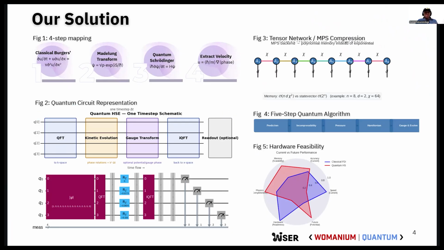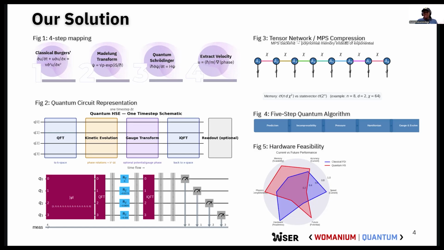The circuit follows the following progression. We start with the QFT. We apply a K-squared dependent phase, that's the kinetic evolution. We apply an optional gauge or potential. We apply the IQFT and then perform a readout, and that forms our HEC primitive.